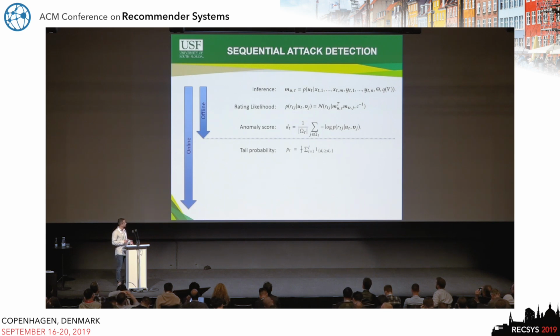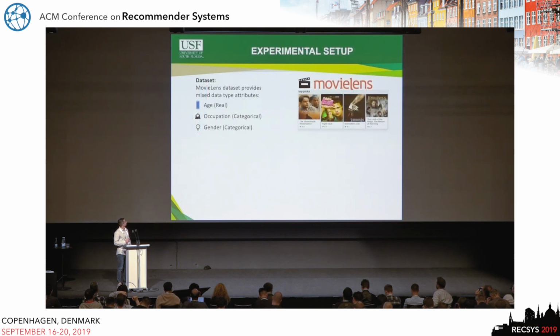And additionally, we compute a tail probability, which is simply the fraction of genuine users who have the highest anomaly score. Then we compute the anomaly statistic with alpha significance level. And if this statistic is higher than H, we flag a system-wide attack.